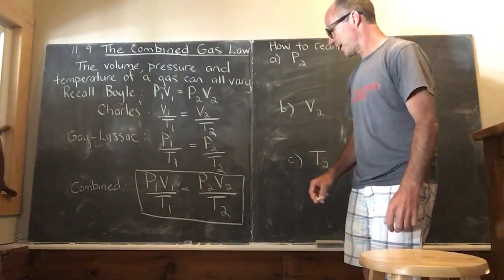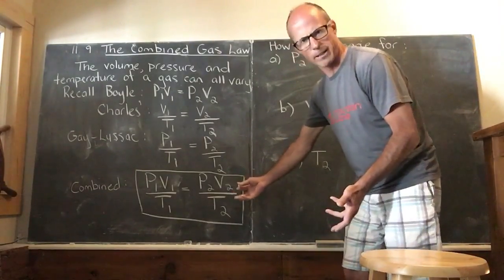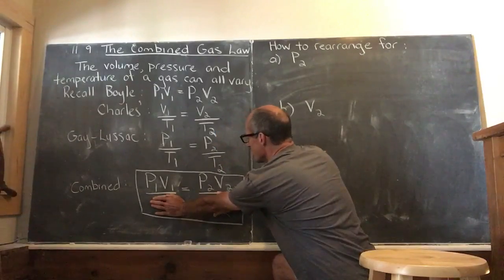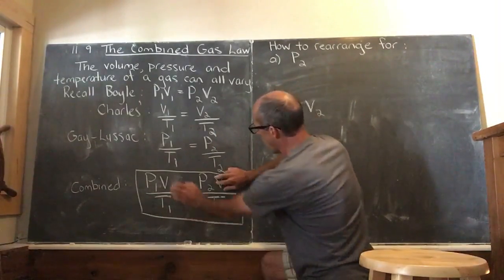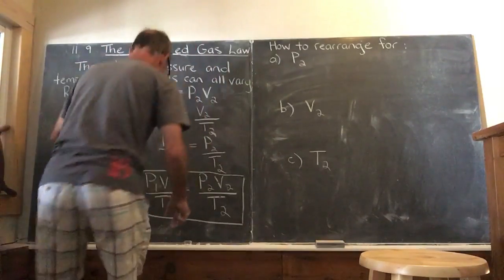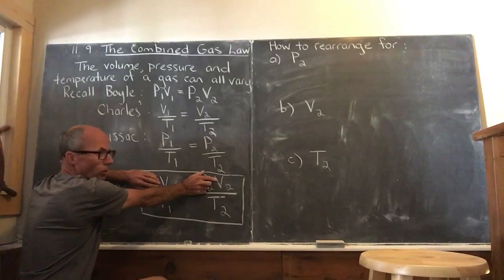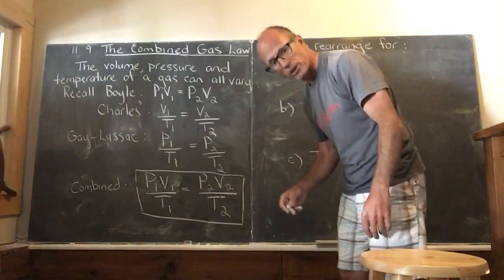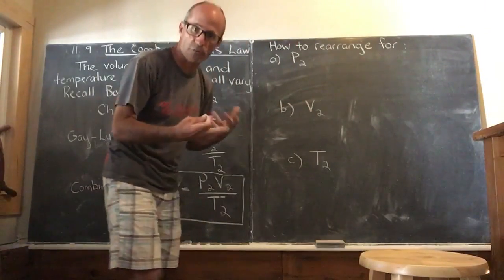The beautiful thing is if you forget one of the other three, they're all built in. Because if I cover up temperature, you can see we have Boyle's law. And if I cover up volume, we have Gay-Lussac's law. And of course, if I cover up pressure, you can see we have Charles' law. So P1V1 over T1 equals P2V2 over T2. We have to be able to rearrange for certain variables.